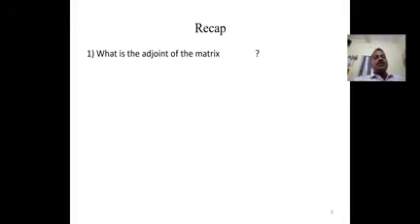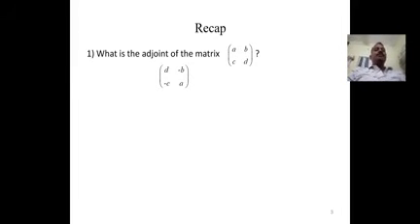Now, let us recap: what is the adjoint of a 2 by 2 matrix A, B, C, D? Adjoint means the transpose of the cofactor matrix. With the help of the transpose of the cofactor matrix, the cofactor of A is D, of B is minus C, of C is minus B, and of D is A. So by interchanging, you get D, minus B, minus C, A.